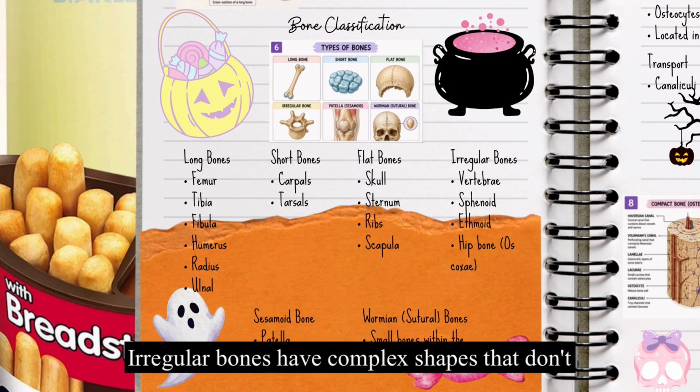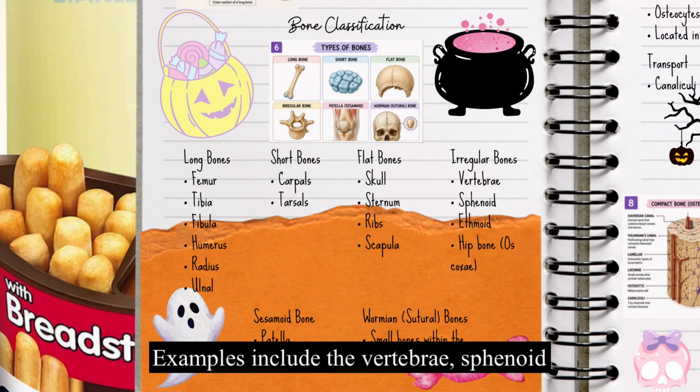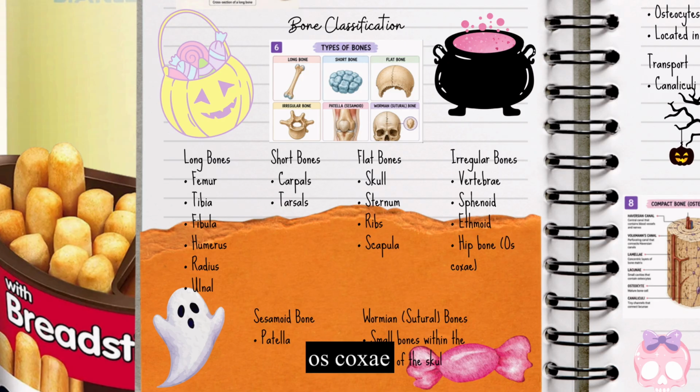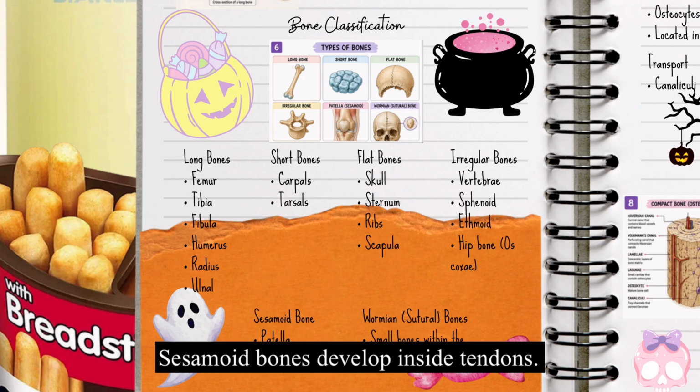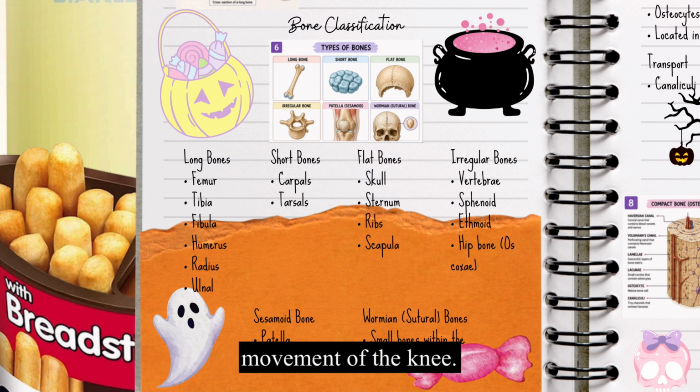Irregular bones have complex shapes that don't fit the other categories. Examples include the vertebrae, sphenoid, ethmoid, and the hip bone, also called the coxal bone. Sesamoid bones develop inside tendons. The best example is the patella or kneecap, which protects the tendon and improves the movement of the knee.